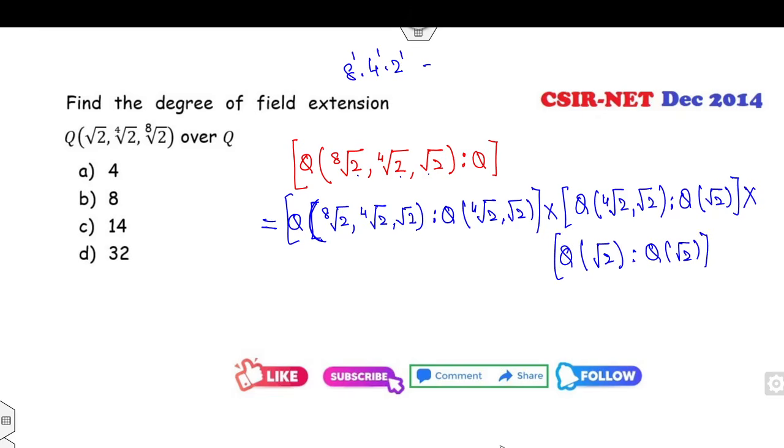Clear? Then how can you write this? They are the same. So the degree is 8 by 4, 2, 2, 4 by 2 and 2. That will be 8, the right answer of this problem.